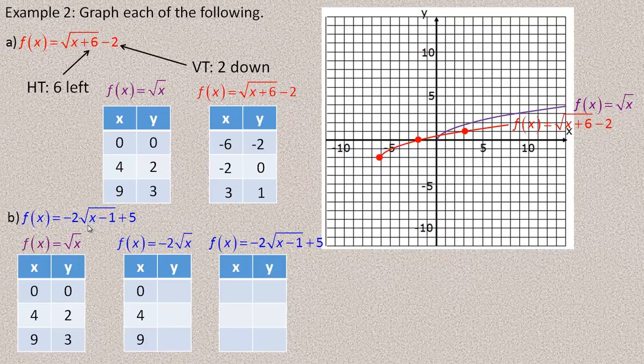So there's another one here in B. Now I've got 3 tables here because this is actually a vertical stretch and a reflection, and then we have the horizontal translation. So x minus 1 is going to go 1 to the right, the plus 5 is going to go up 5. The -2 vertical stretches and reflections are multiplied by the whole function. And you always do the different transformations in alphabetical order. So reflections and stretches first, and then translations.